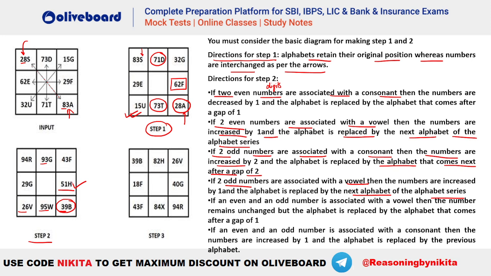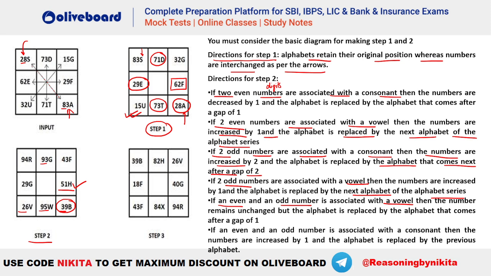Now we are left with very few things remaining, right? We are left with 29E, 83S and 32G. So only 3 of them are remaining. Let's quickly check which rule is applicable in here. If an even and an odd number is associated with a vowel, so you can see we have your 29E here. So even and odd associated with a vowel, 2 is even, 9 is odd, E is a vowel. Okay, so 29E will follow this particular rule. So if an even and odd number is associated with a vowel, then the number remains unchanged, but the alphabet is replaced by alphabet that comes after a gap of 1.